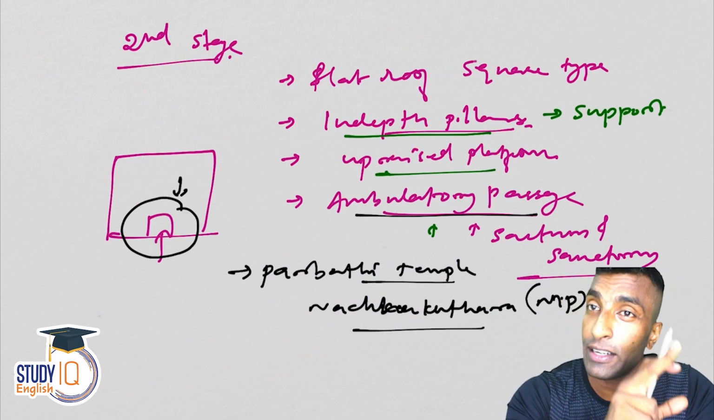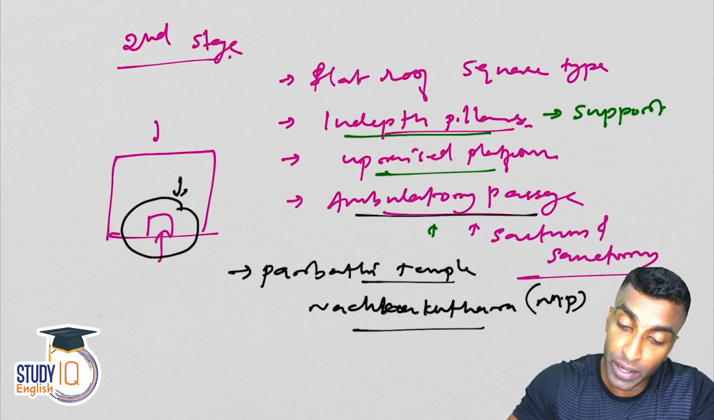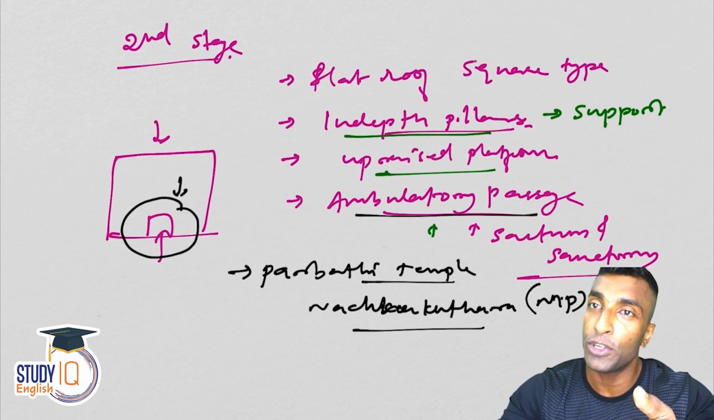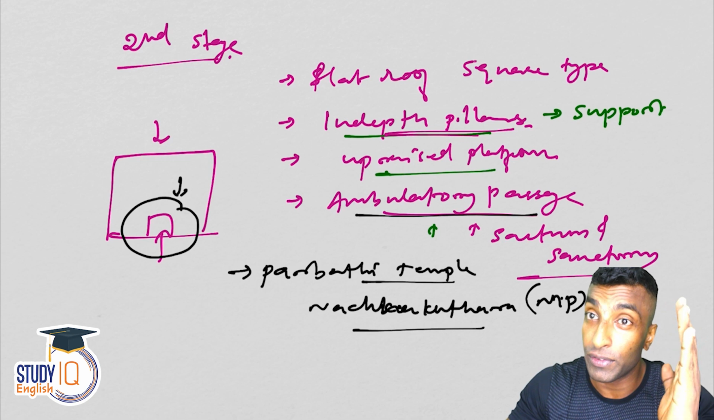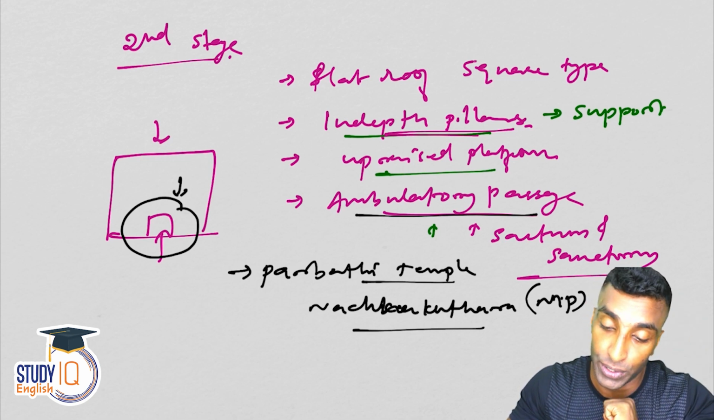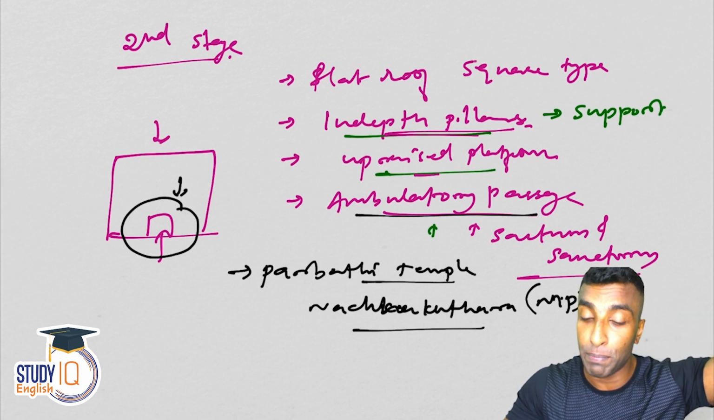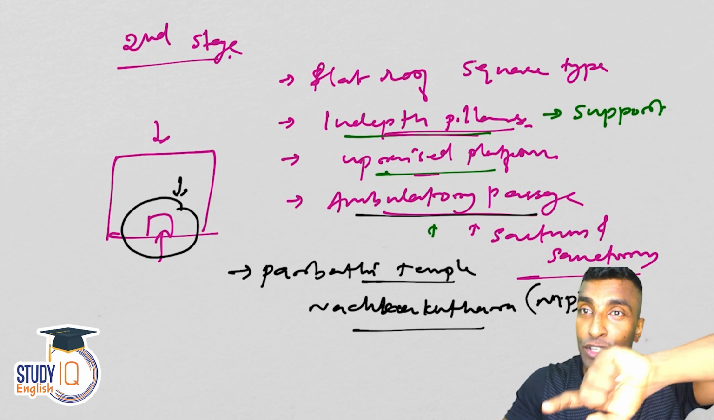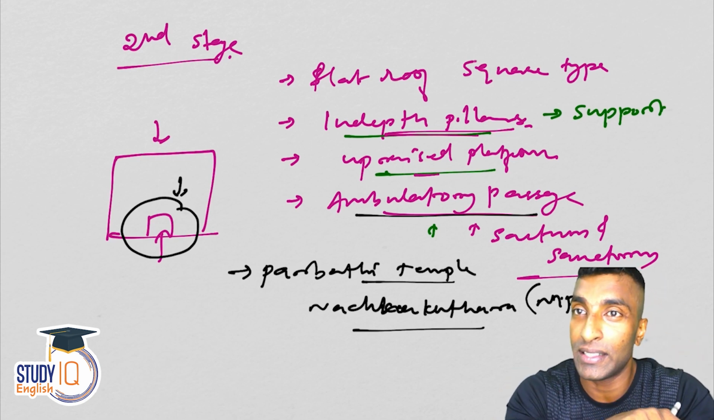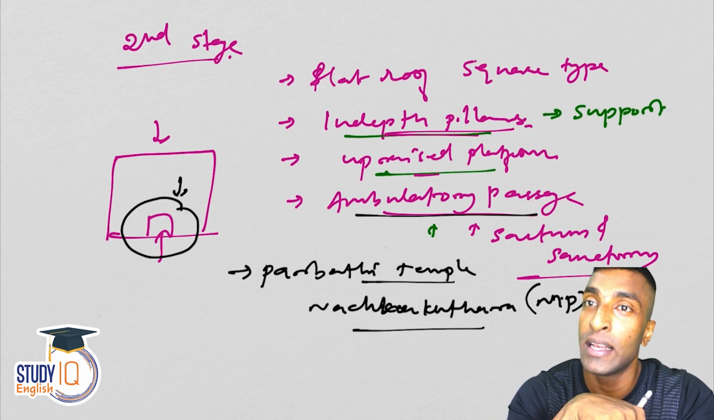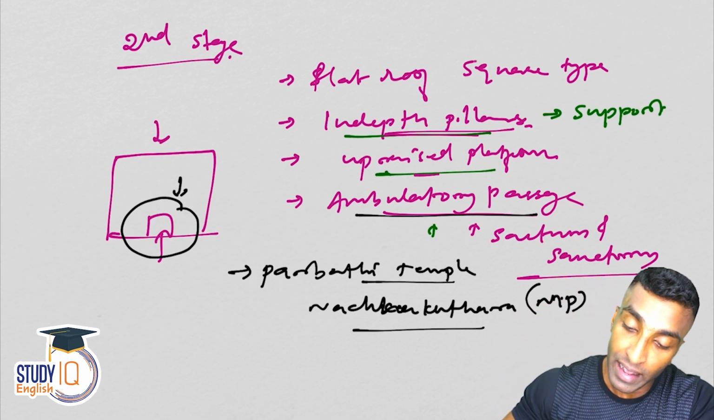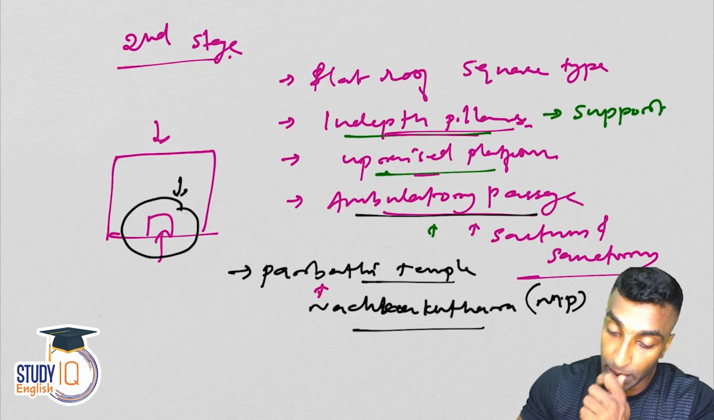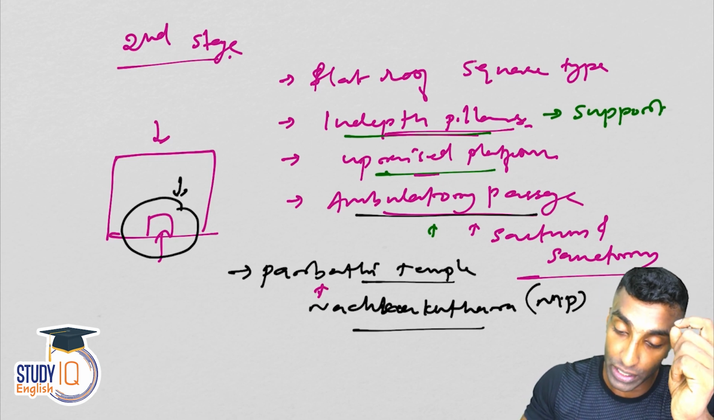Then in the second stage, the flat roof square type continued. But the pillars are not shallow; in-depth pillars are used to give strength or support to the structure. It is made on an upraised platform. There is the ambulatory passage concept in and around the sanctum sanctorum, which means the followers can circle around the deity or the god. An example that I've discussed is the Parvati temple at Nachna Kutara.